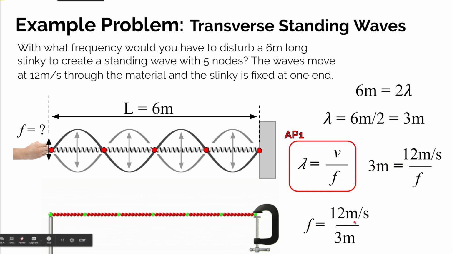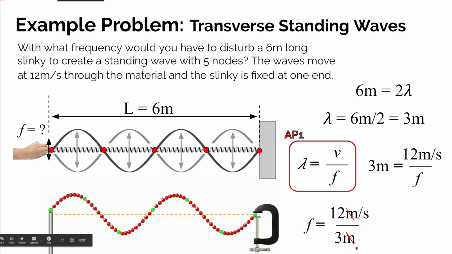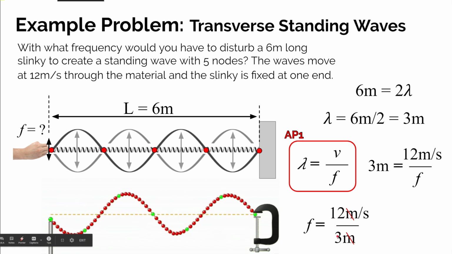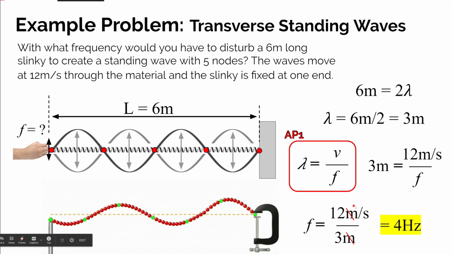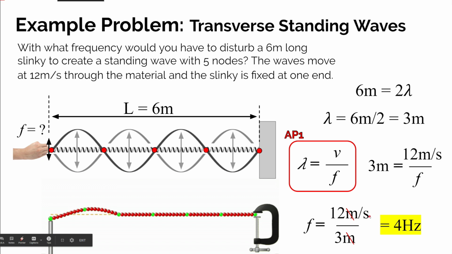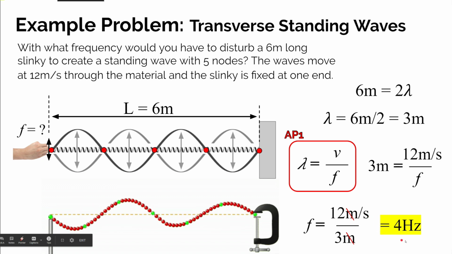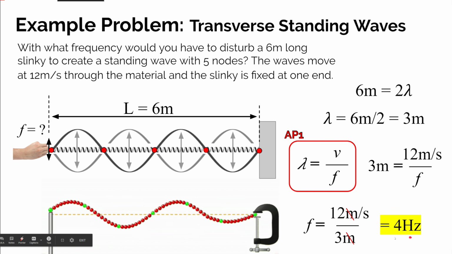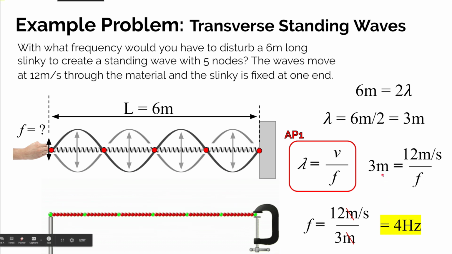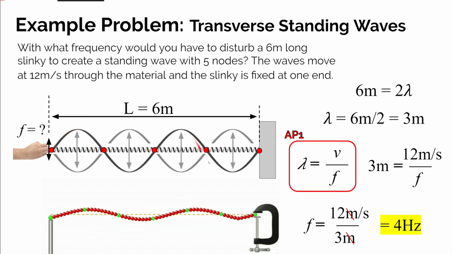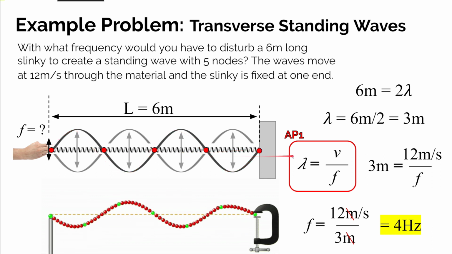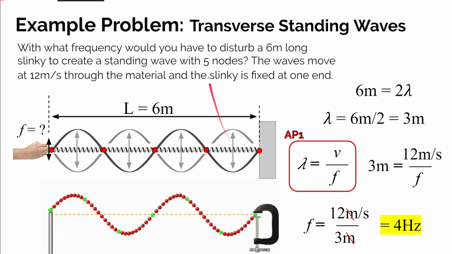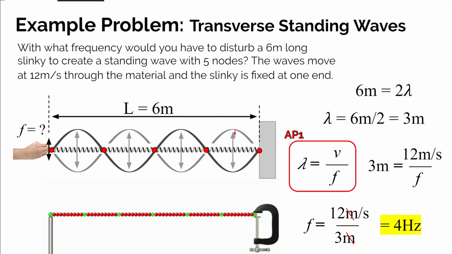the wave speed, 12 meters per second, divided by the needed wavelength of 3 meters. Notice the meter units cancel out, and you have 12 divided by 3 or 4. And the units you have left over are 1/seconds or inverse seconds, which is the same thing as a hertz. So if you were to disturb this slinky at 4 cycles per second, or 4 hertz, you would create a wavelength of 3 meters. And if you created a wavelength of 3 meters, you'd be able to fit exactly 2 full wavelengths in this length, and that would create a standing wave with the desired 5 nodes and 4 antinodes.